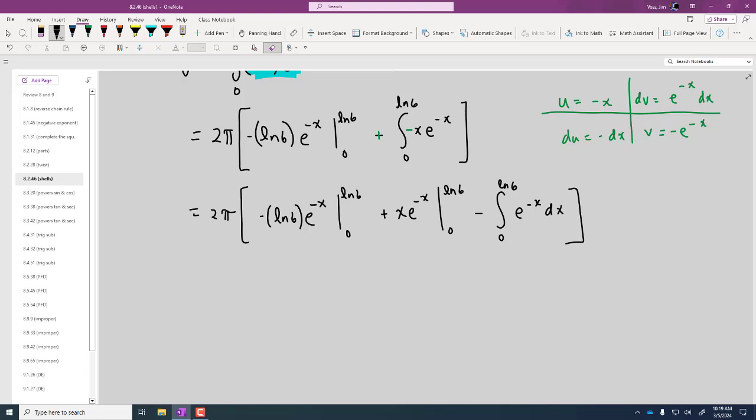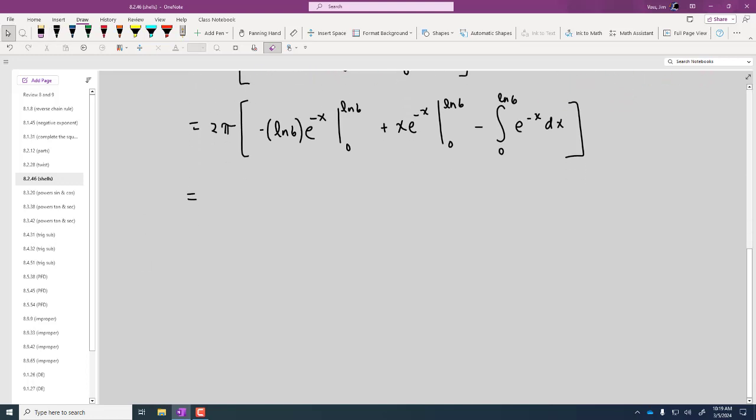We're ready to roll, so we're going to have 2 pi times a bunch of stuff. So let's figure out all this stuff in here. So that and that, these are just waiting to be evaluated. And we can take off this evaluation bar because that's going to be the same evaluation bar that we're going to use here.